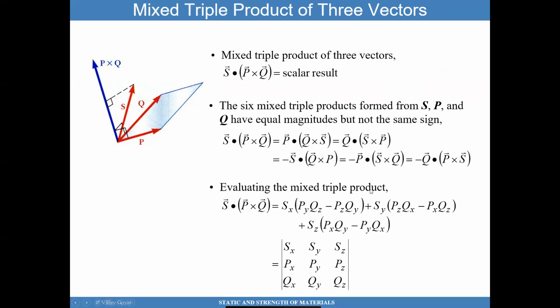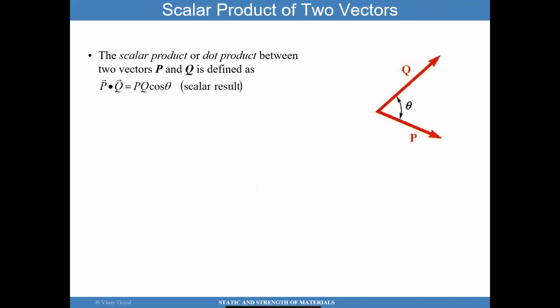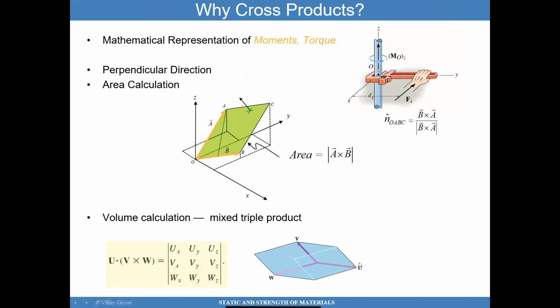Evaluating the mixed triple product will give you this quantity here. You can do it at home and just calculate the cross product of P and Q, and then take that and dot product with S. You will get this calculation here, which is the same as taking this determinant. Again, that will give you the volume of the vectors S, Q, and P. For example, I showed it here. So with the 3 vectors here, you can calculate the volume of this geometry.